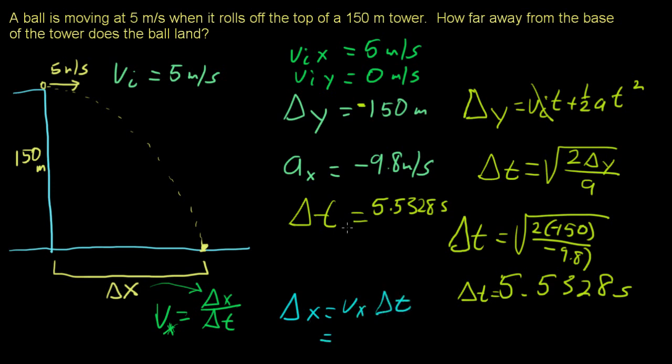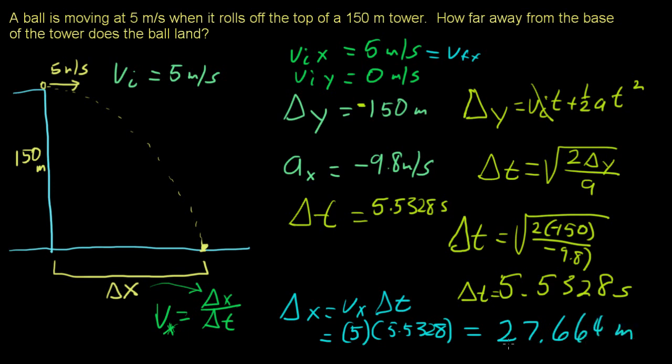Well, we know both of those. Vx is 5, because it doesn't have it labeled as initial, but really it's also equal to the final velocity in the x direction, because it's constant. So it's 5 times the time, 5.5328, and that gives us about 27.664 meters.